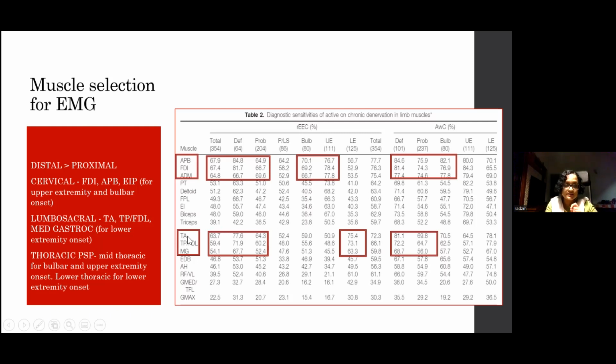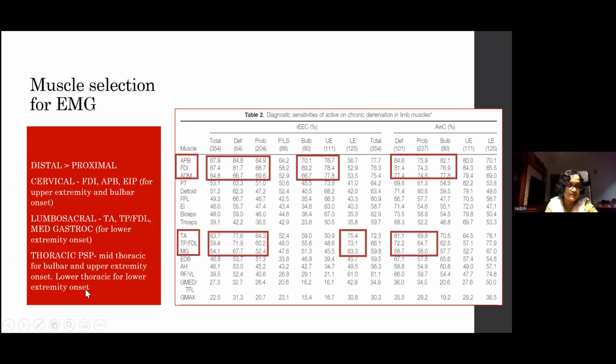In the lower limbs, the distal muscles, tibialis anterior or flexor digitorum longus or tibialis posterior or medial gastrocnemius, all these muscles have a higher yield if it's a lower extremity onset. So these muscles have a higher yield compared to the more proximal muscles. So go for the distal muscles first and then move to the proximal muscles. Mid-thoracic paraspinal muscles for both bulbar and upper extremity onset.